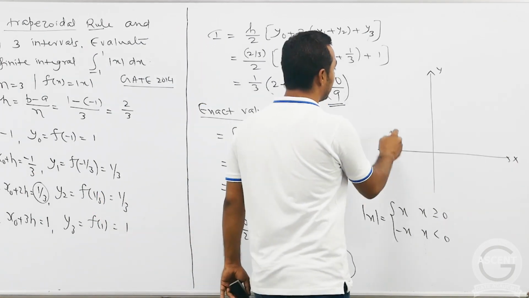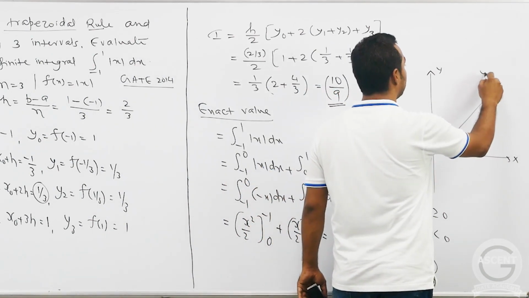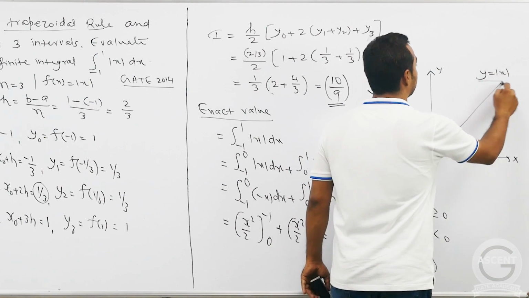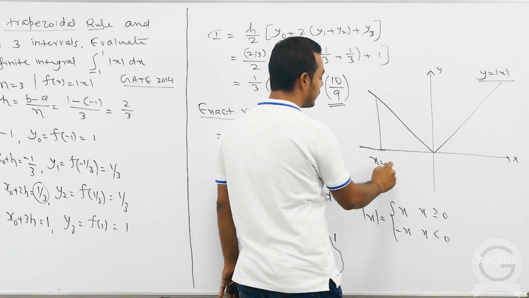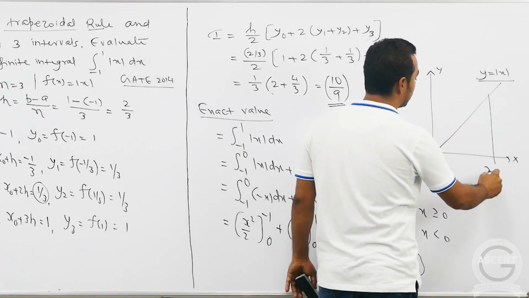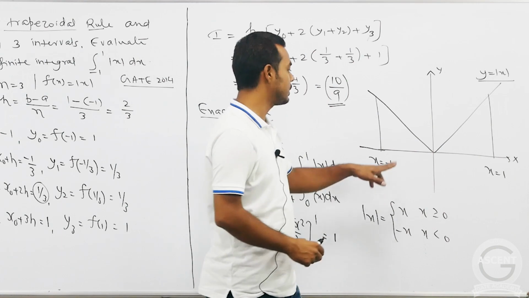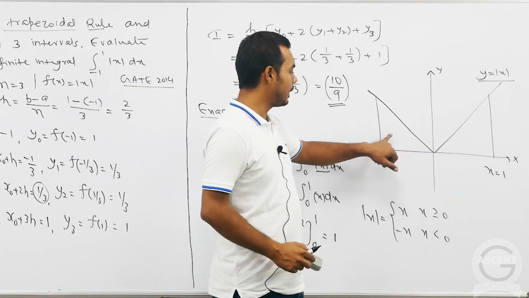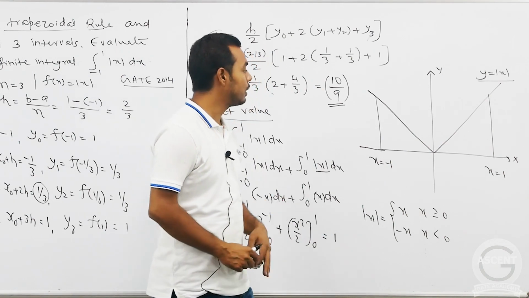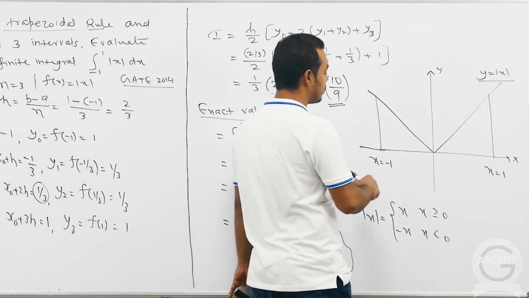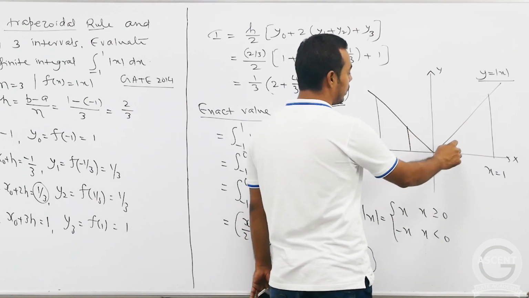So if you see the graph of y equals to mod x, the graph will be this graph, okay, and we had to evaluate the value of integral from x equals to minus 1 to x equals to plus 1. So basically we had to evaluate the area under this curve. You can see that we are getting two triangles. The area of each of these triangles will be 1 by 2 and 1 by 2, and the total area will be 1. Now in trapezoidal rule, we are dividing this into three equal parts.